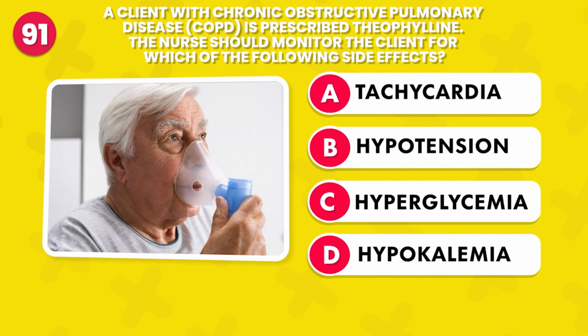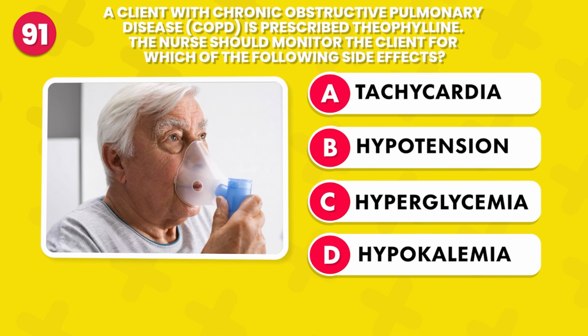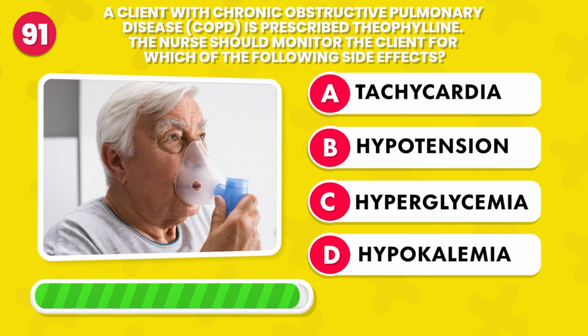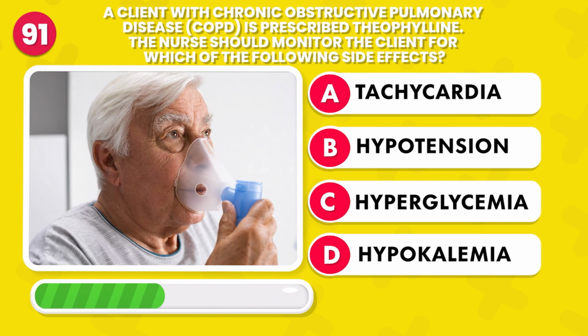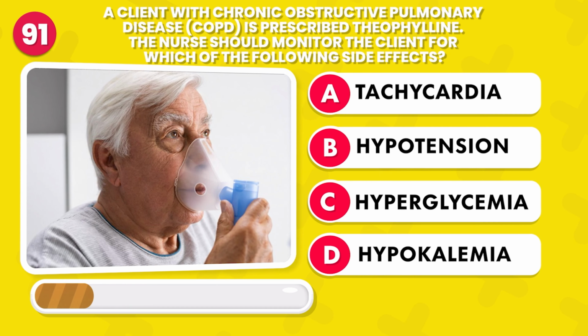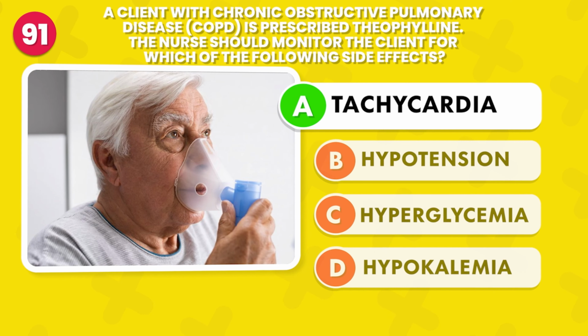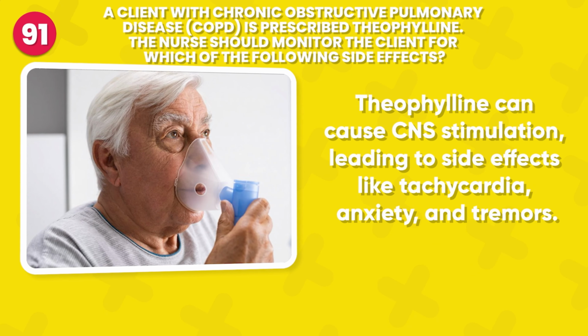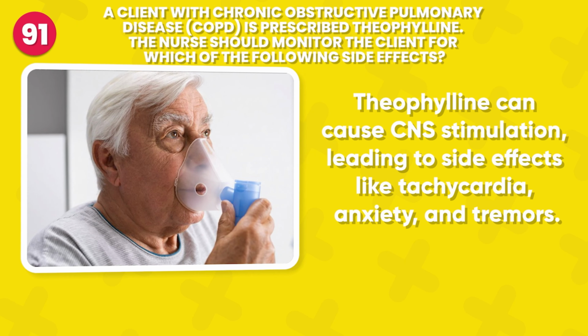A client with chronic obstructive pulmonary disease, COPD, is prescribed theophylline. The nurse should monitor the client for which of the following side effects? A, tachycardia, B, hypotension, C, hyperglycemia, D, hypokalemia. It's A, tachycardia. Theophylline can cause CNS stimulation, leading to side effects like tachycardia, anxiety, and tremors.